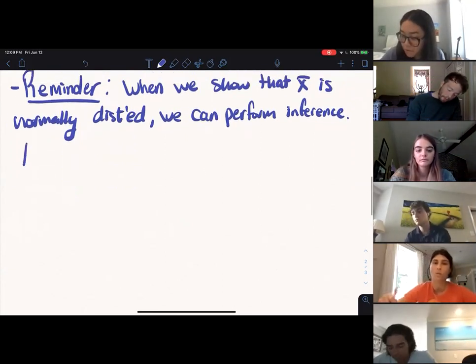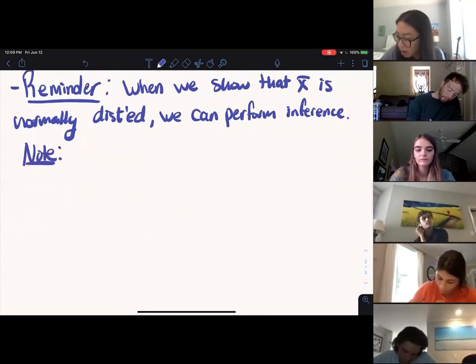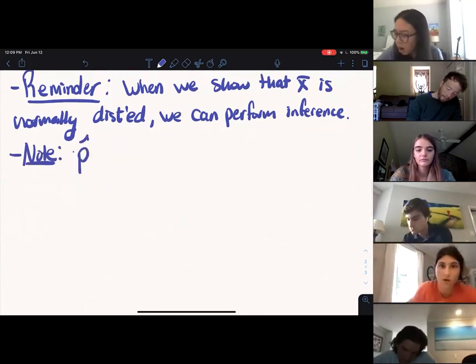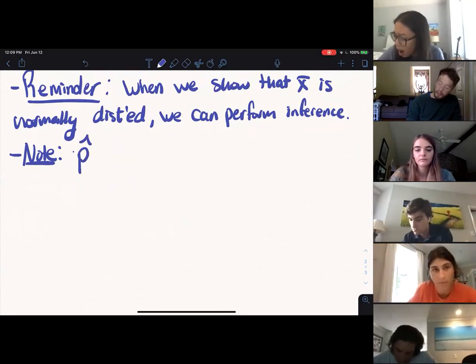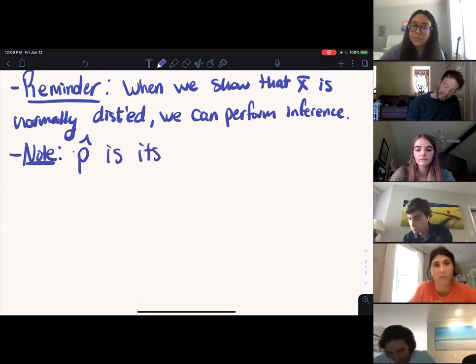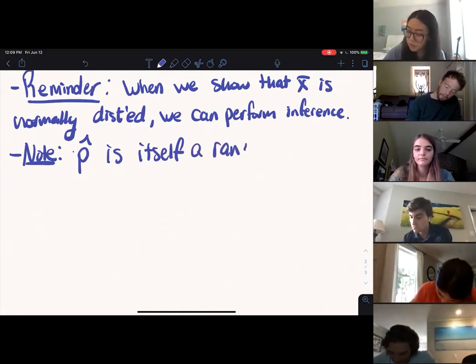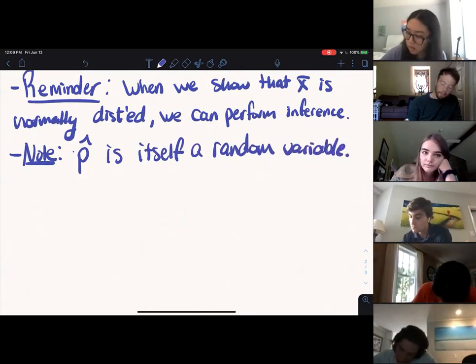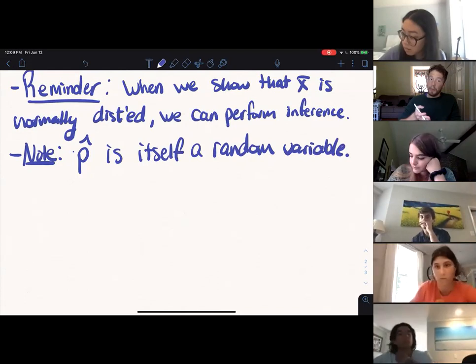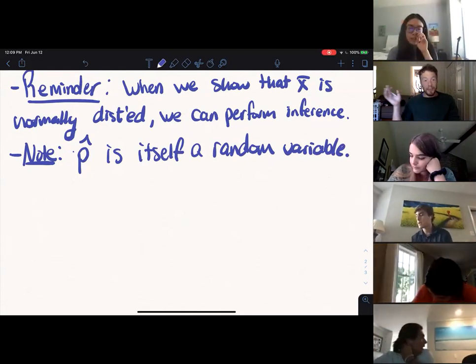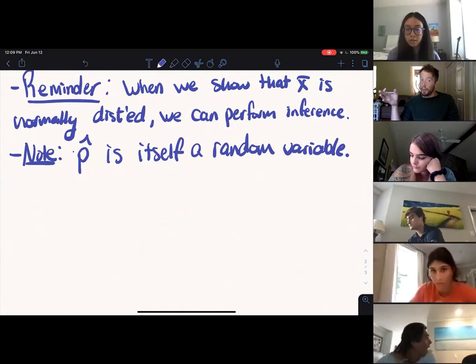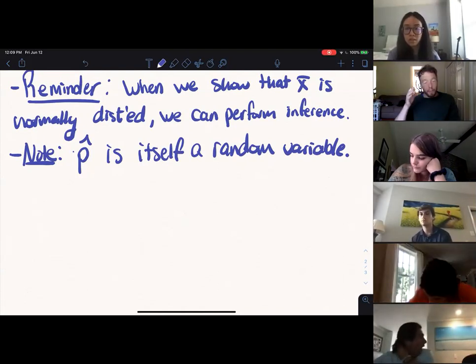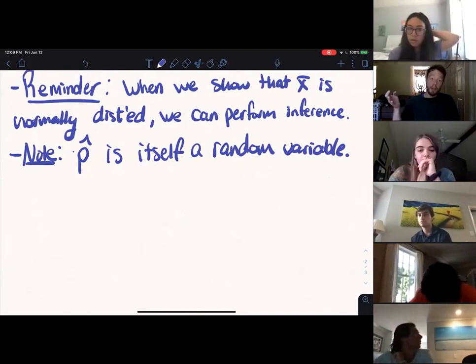I also want you to note that p hat, the sample proportion, just like the sample mean, is itself a random variable. Right? This was the other idea. Different samples, we'll get a different sample proportion. Since we're picking different samples with different probabilities, we're going to get different proportions with different probabilities. And our sample proportion is itself this random quantity that changes depending on which sample we take.